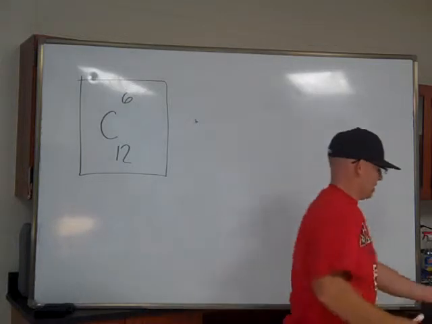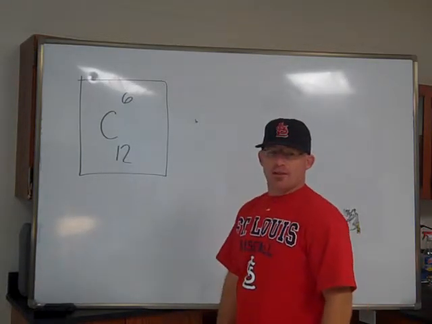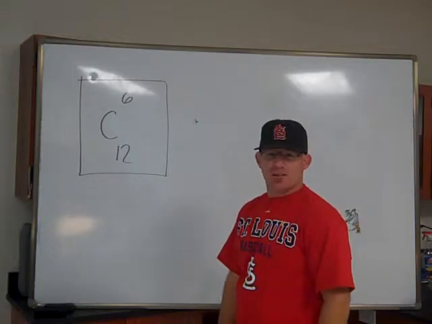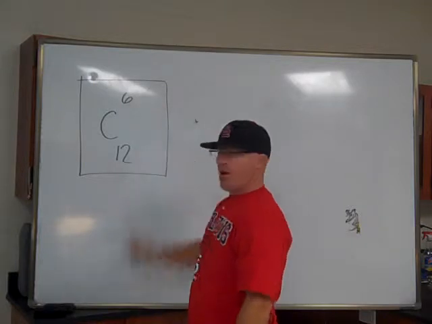Now, the periodic table. It's got a bunch of squares on it that look like this. Okay, that's why it's nerdy. It's got a bunch of squares. Bad joke.